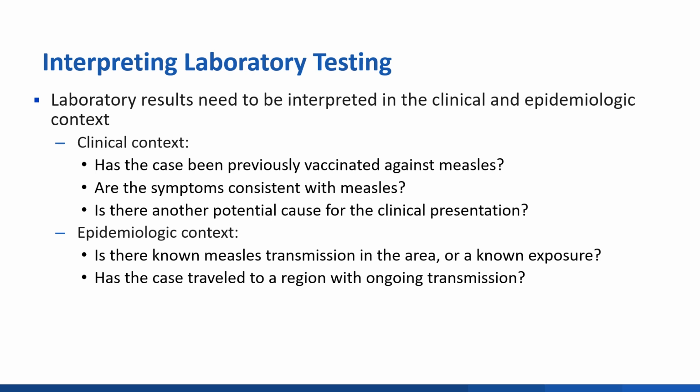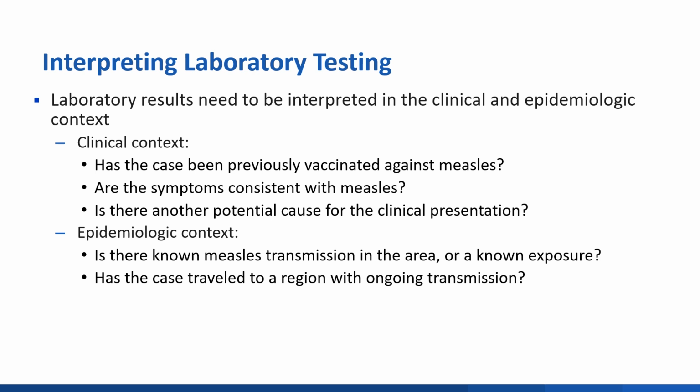Another question is, are the symptoms consistent with measles? Maybe the rash doesn't fit the typical characteristics. And finally, is there another potential cause for the clinical presentation, such as another cause of fever, or a clear alternative cause of the rash, such as cellulitis?